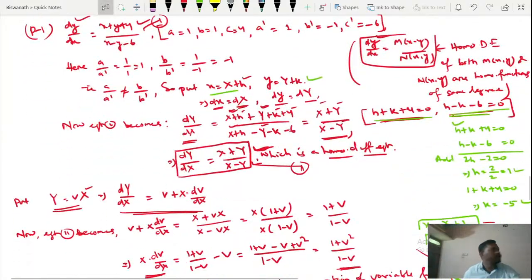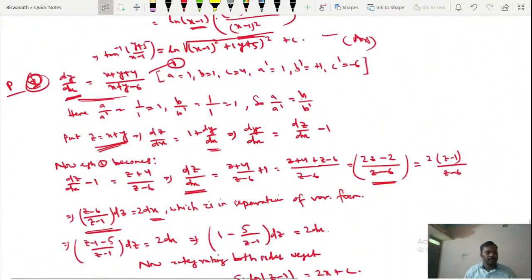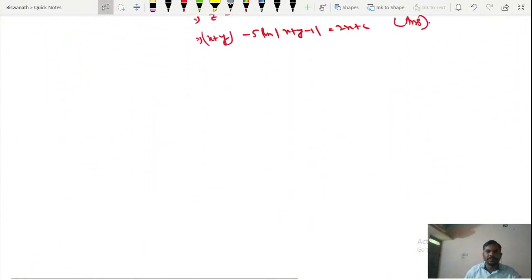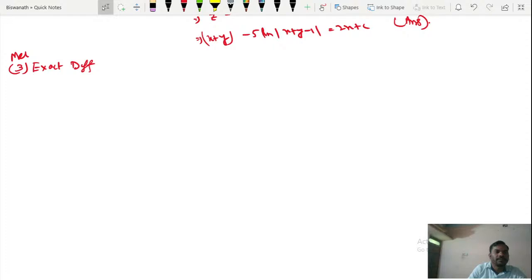Okay, now these two forms are solved. So now we'll go to the next, exact differential equation. So what do we mean by exact differential equation? You can say this is your method 3.